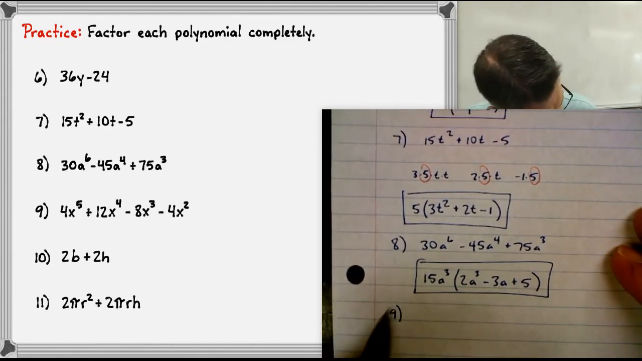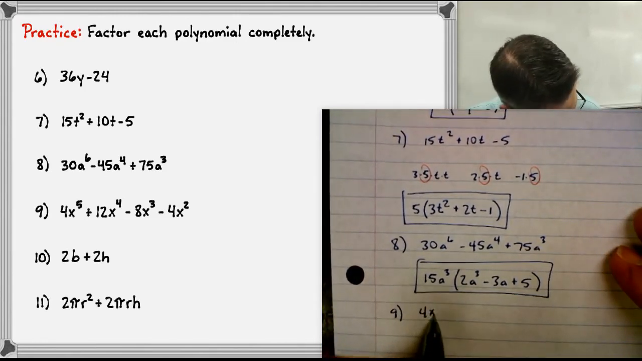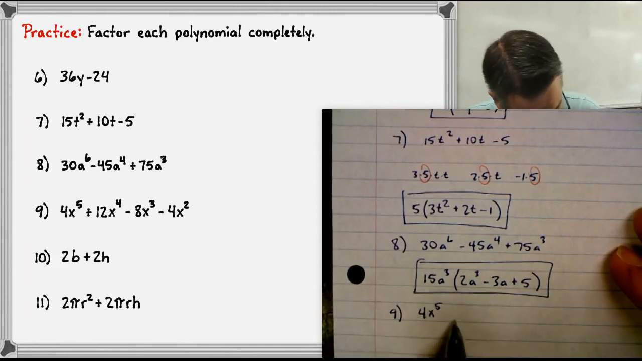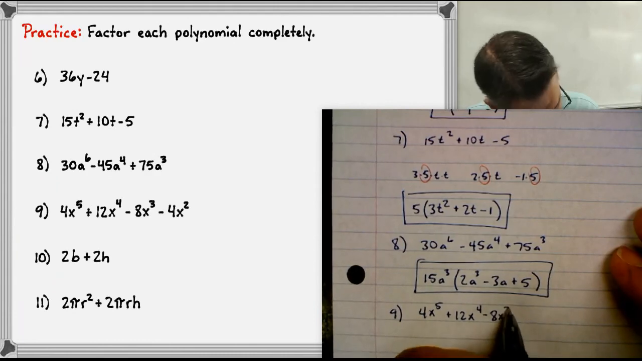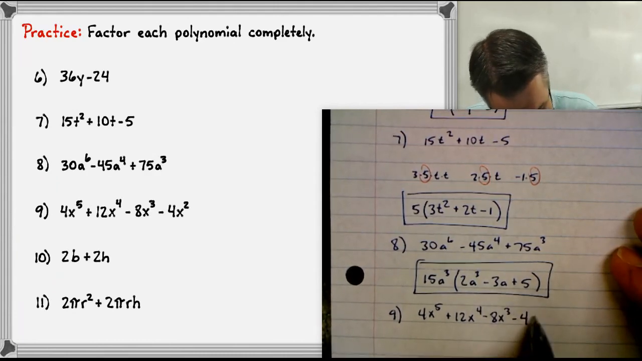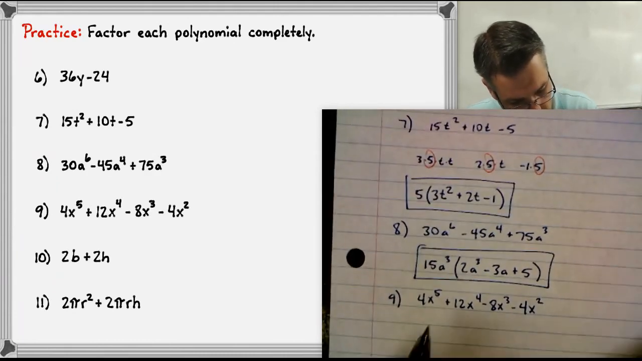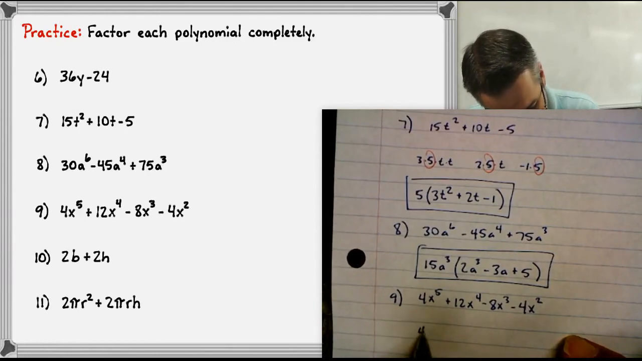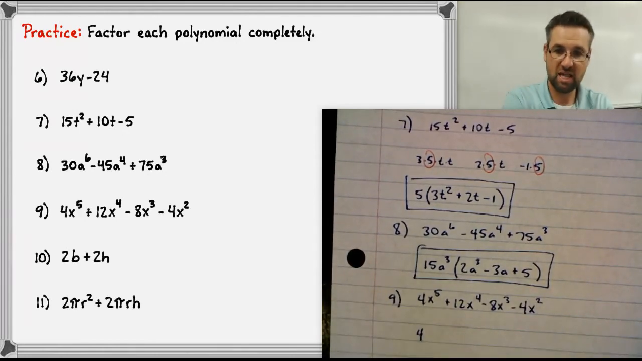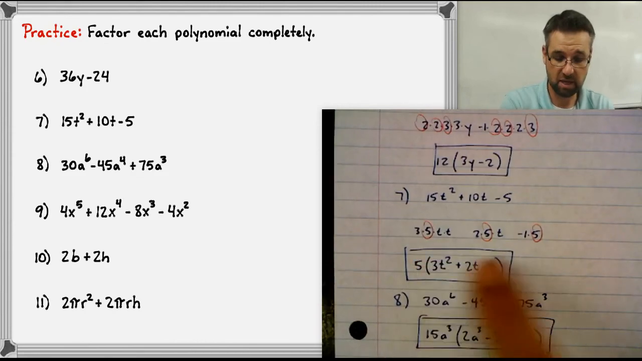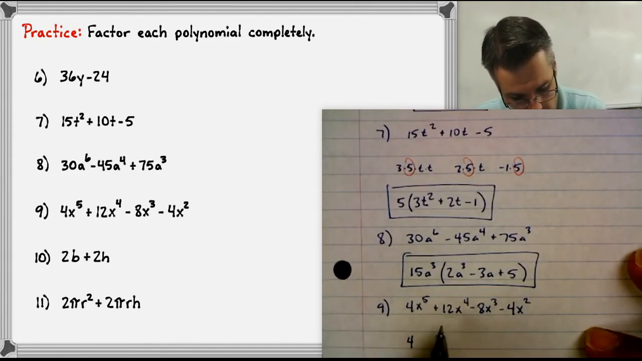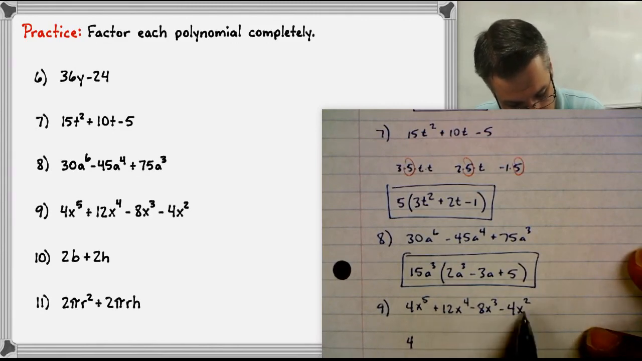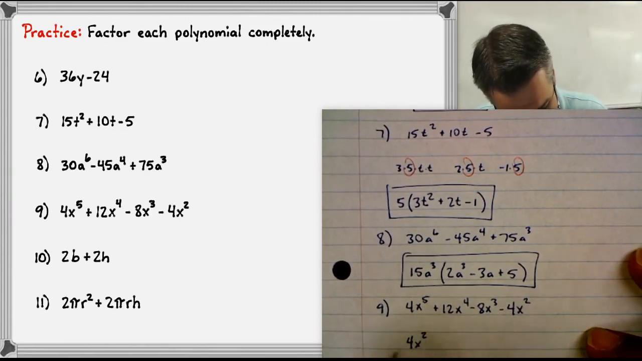For number 9, we have 4x to the 5th, plus 12x to the 4th, minus 8x cubed, minus 4x squared. The GCF out of all of these is going to be 4. And again, I'm not showing all the steps to this. I would expect you to show the steps like we did up here until you're absolutely comfortable with this. The lowest exponent is x squared, so we'd say 4x squared.